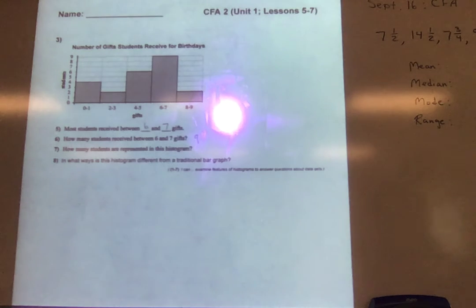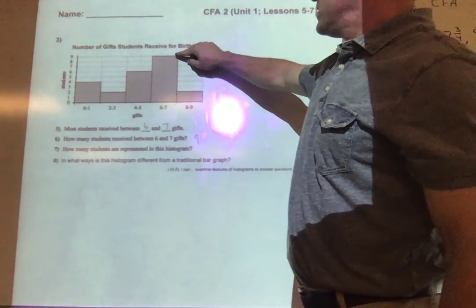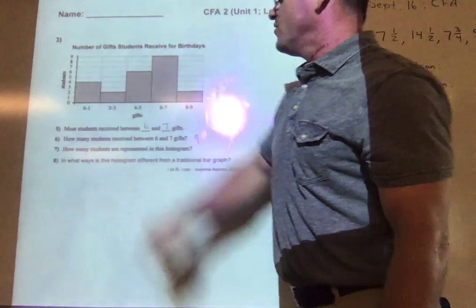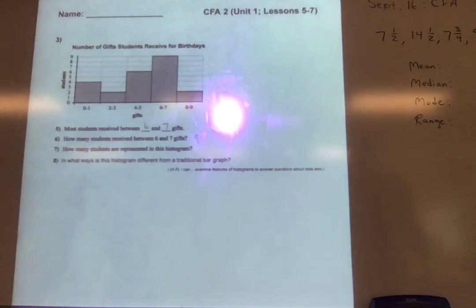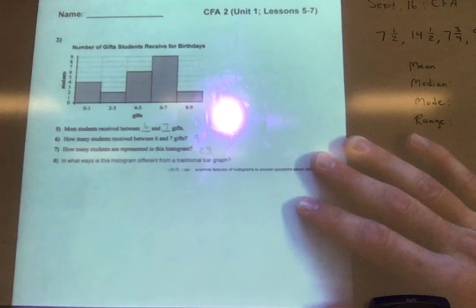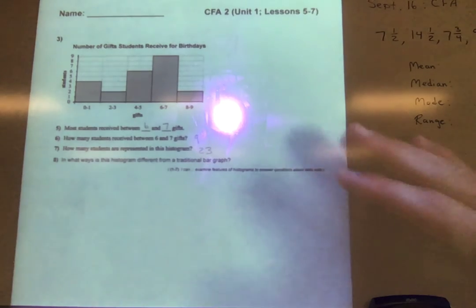How many students are represented in the histogram? Remembering to do this, you just need to add up every bin. So I would add up 2 plus 9 plus 6 plus 2 plus 4. If I add those up, I believe you get a total of 23 students were accounted for in this data.